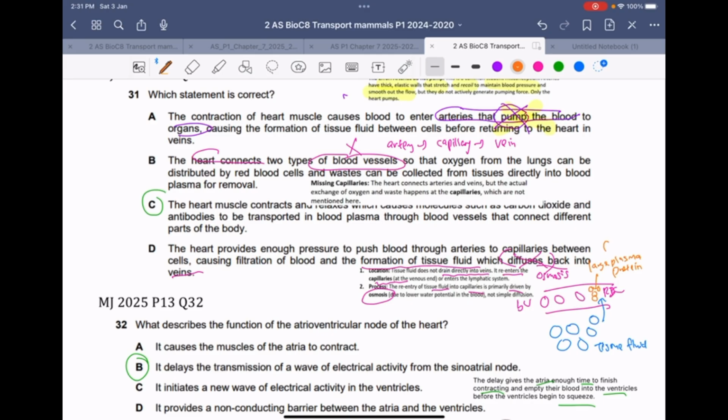So there will be higher plasma proteins inside the blood plasma. The presence of large plasma proteins in the blood plasma will reduce the water potential. So this symbol is the water potential. But in the tissue fluid, due to the lesser presence of plasma protein, there will be a higher water potential. So from the high water potential, the water will diffuse by osmosis into the low water potential.